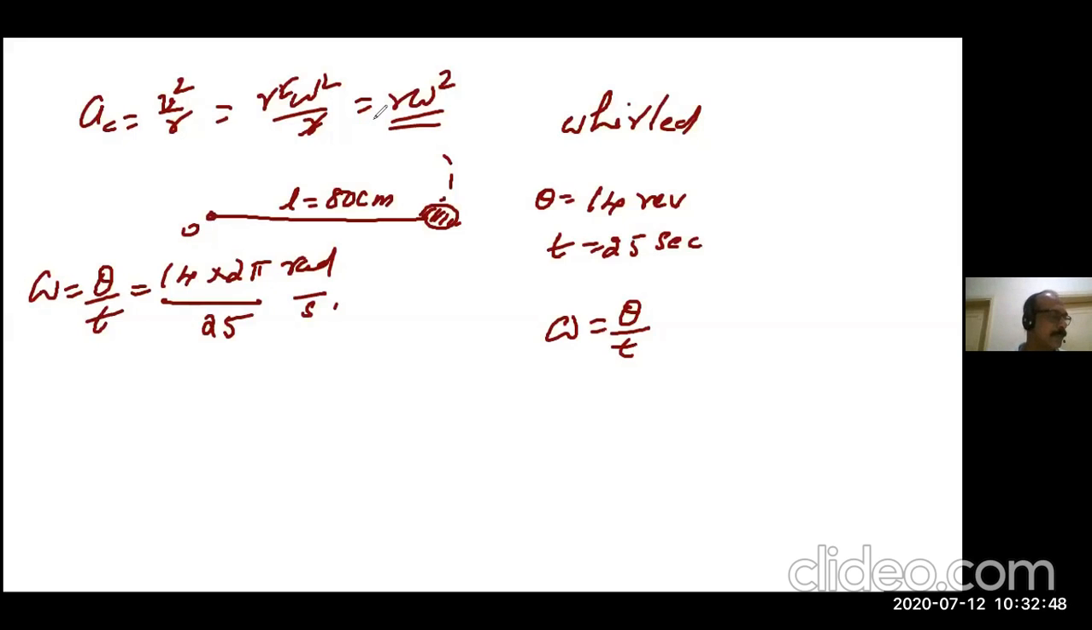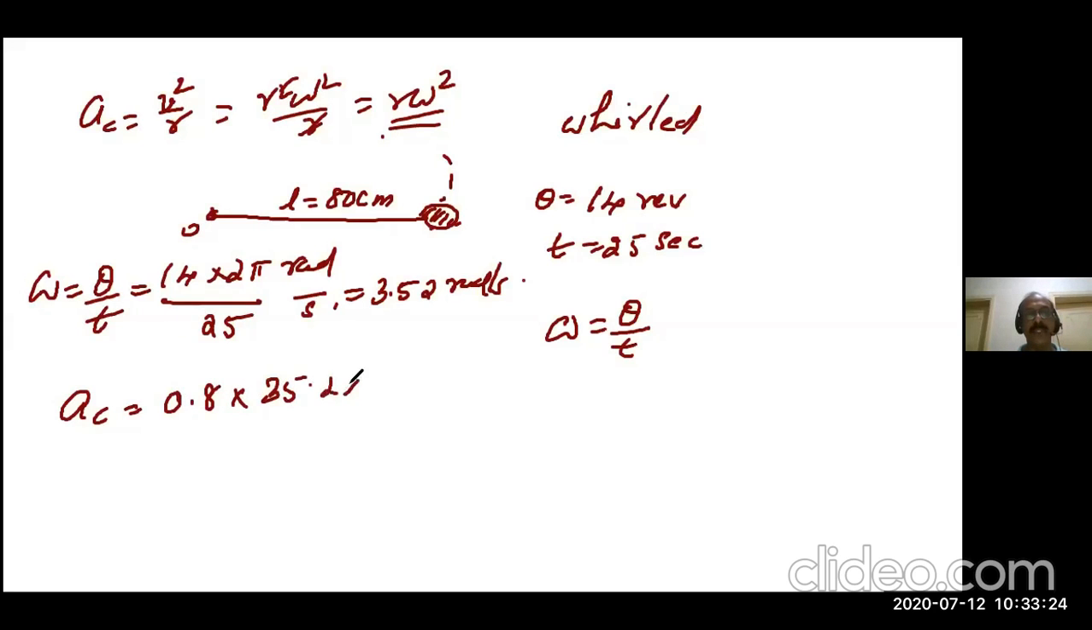So what is the answer? Omega, how much you got? 3.52 radians per second, isn't it? That you have to substitute here. a_c is equal to R omega squared. Radius is how much? 80 centimeter, right? That means 0.8 into omega squared, 3.52 squared.